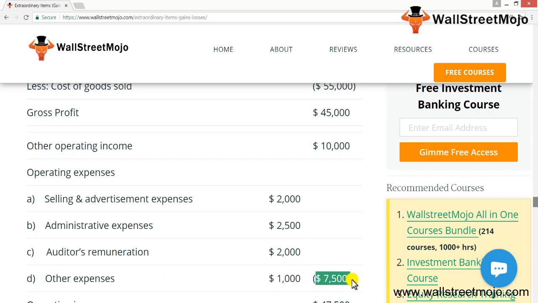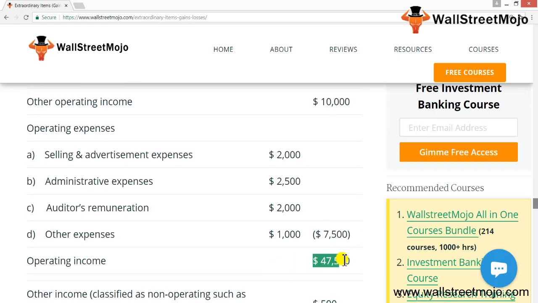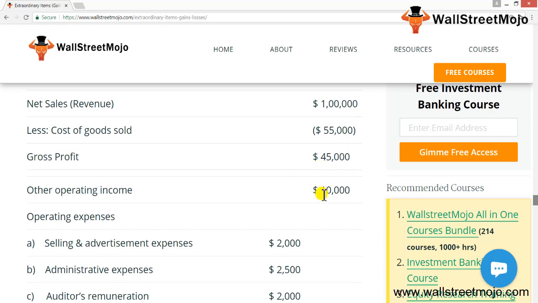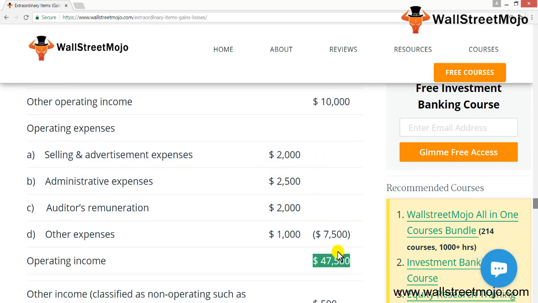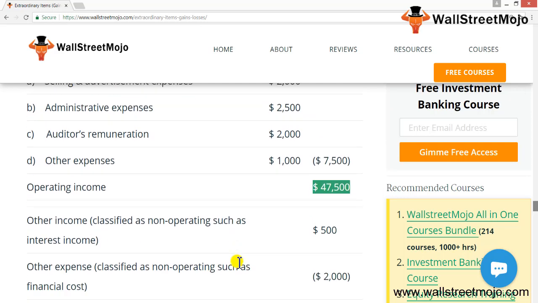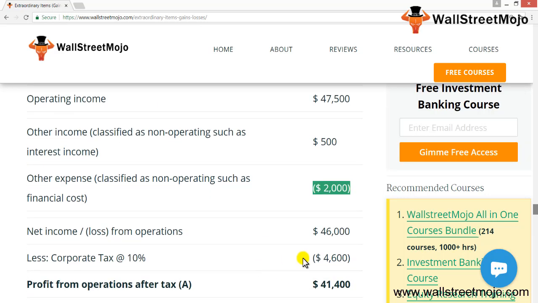That sums up to 7,500, which gives you your total operating income as 47,500, which is exactly your gross profit 45 plus other income 55 less 7,500, which gives you 47,500. You have other income, which is classified as non-operating because such income, as I told you, is fixed deposit interest and such interest income. So that is 500. Other expenses, which are again classified as non-operating, like finance cost, that is the interest expense that you pay, is 2,000. The net income is close to 47,500 plus 500, that is 48,000, and less you deduct 2,000 as expenses, that gives you your net income as 46,000. You deduct a 10% tax on this, that gives you 4,600, and the final profit from operation is 41,400.